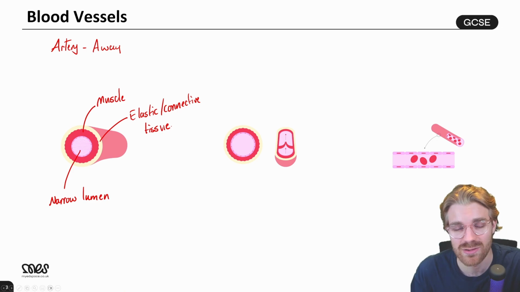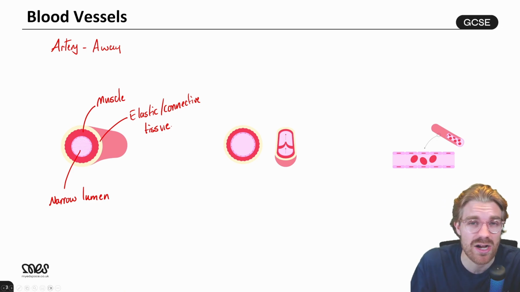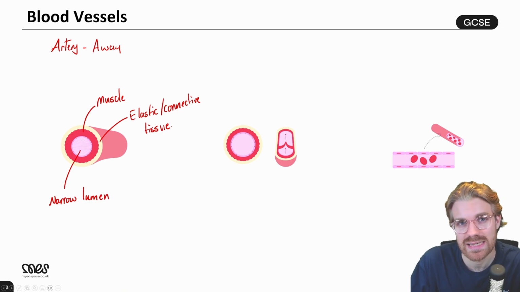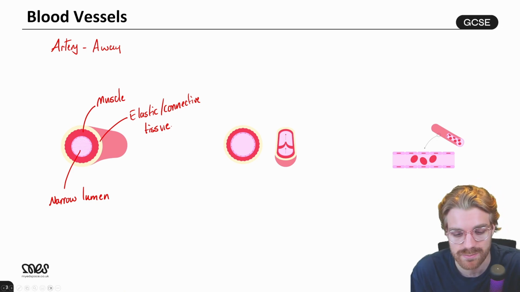The blood that's coming out of the aorta is at really, really high pressure. And if it only had a thin wall to it, then that could lead to the blood vessel rupturing.